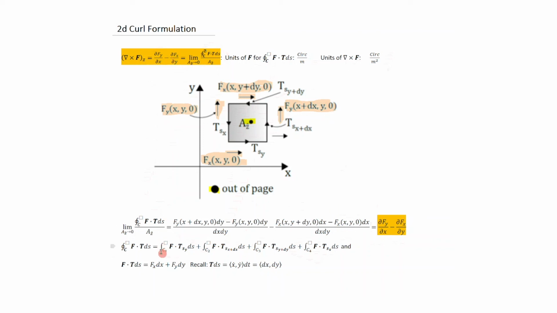And what did I do? I basically computed the circulation components around the closed loop. And there were 4 segments, so 4 individual integrals. And this is just to recall that F dot T ds is fx dx plus fy dy. And recall that T ds is x dot, y dot dt, or in explicit form dx, dy.